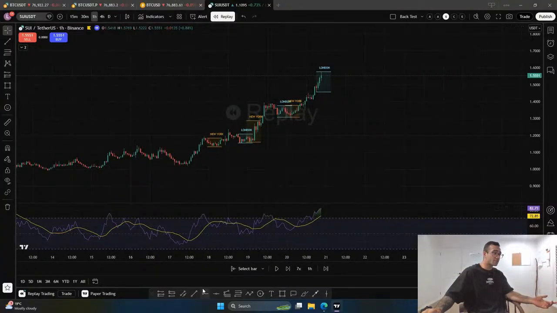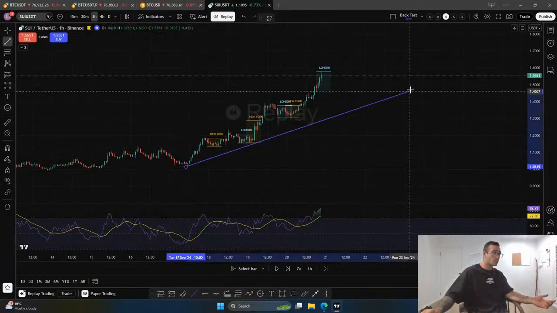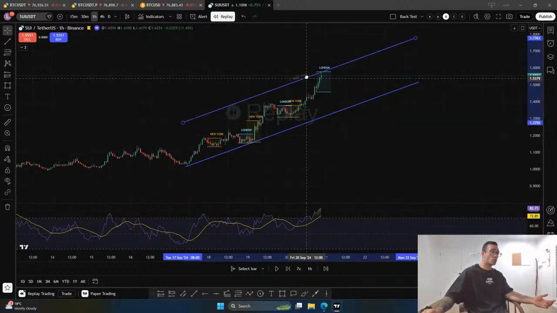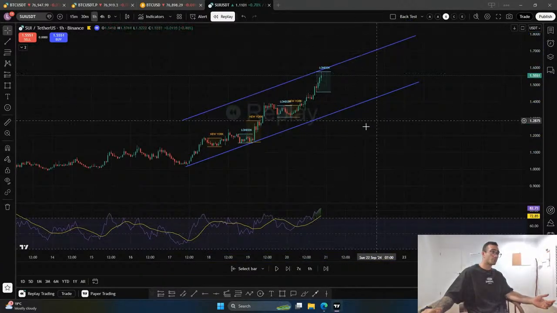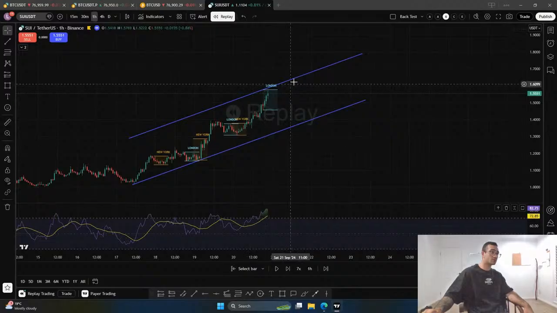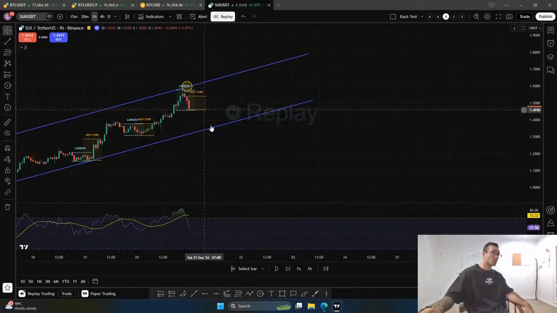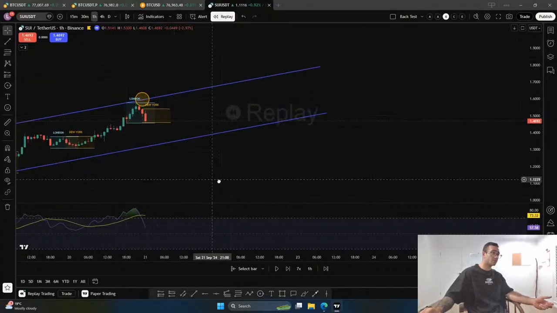Right now, I've just found this channel. Boom, boom, boom, boom, boom. Okay, it breaks through. Look, RSI is well overbought. So we could potentially create a bit of liquidity here. Yep, and then come down.